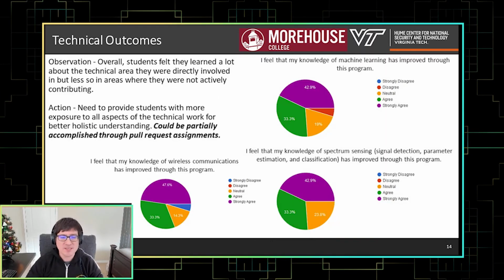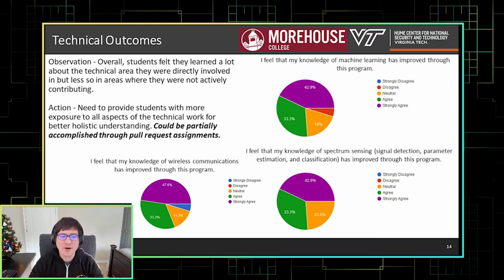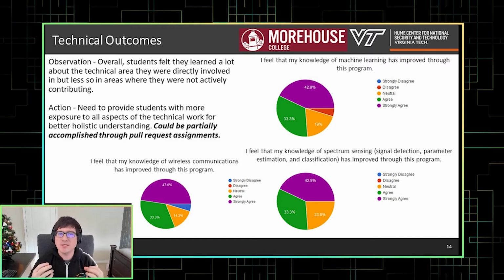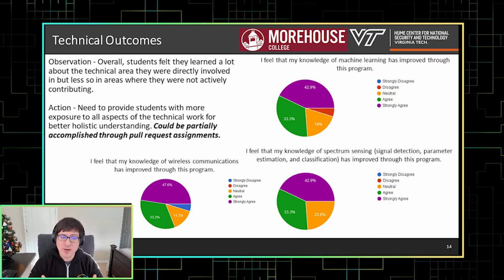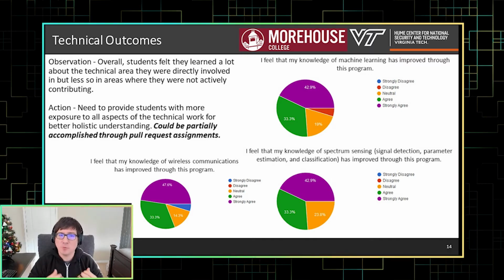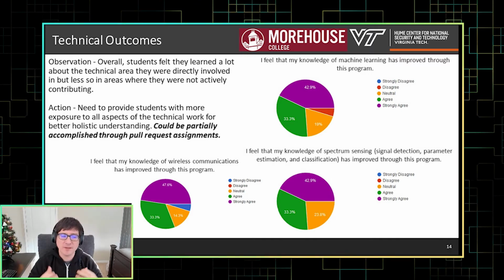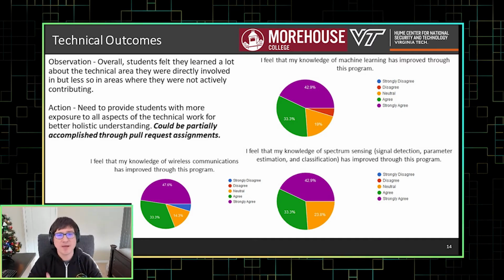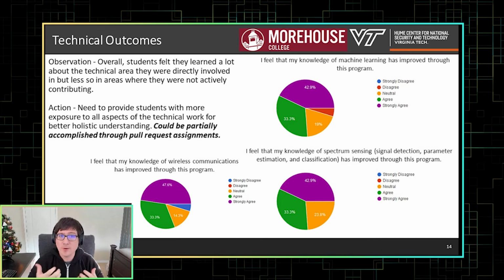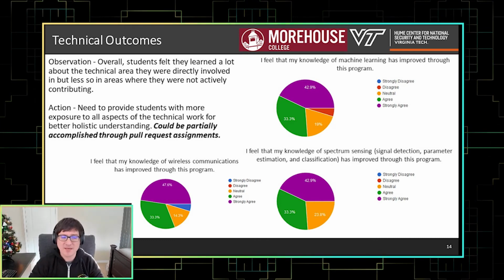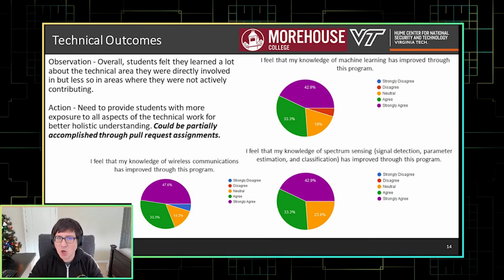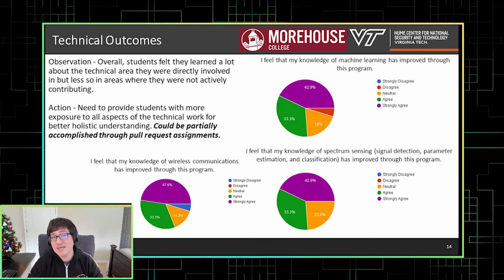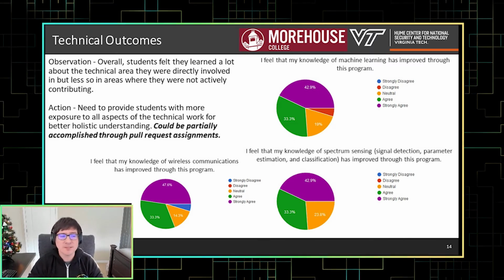I'll quickly go through the next slides. This is just the technical outcomes. I just wanted to show that the students not only felt like they collaborated more, but they really felt like they were learning the technical material. They felt like they learned more about wireless comms, machine learning, and spectrum sensing, which is really what we were aiming to do from a technical perspective, because these are not typically taught in their undergraduate coursework, or at least not until their late senior years.